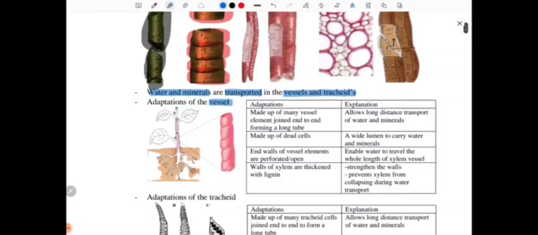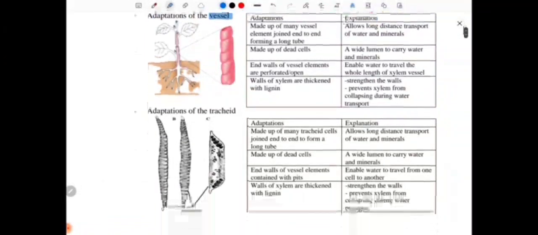Okay, like I said, this is one vessel element. A lot of vessel elements join together, forming the vessel. They attach, forming the vessel. One tracheid cell, this is a tracheid cell. A lot of tracheid cells join together and form the tracheid.